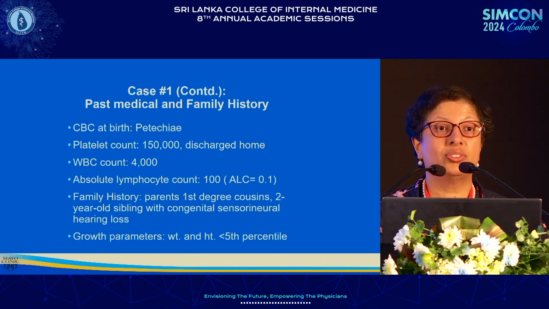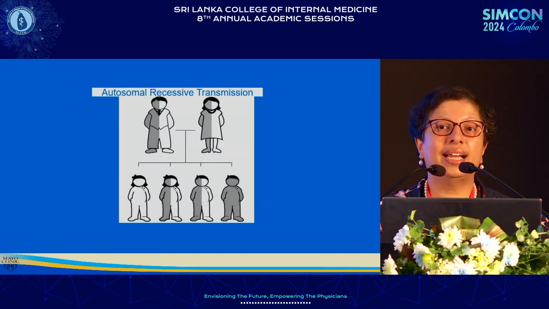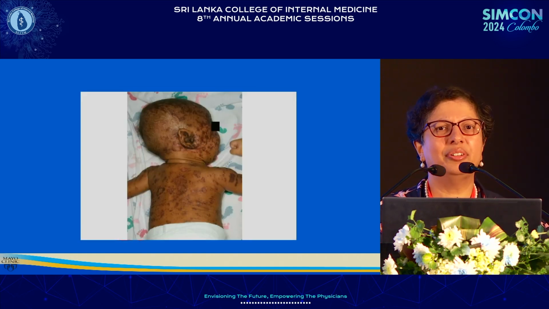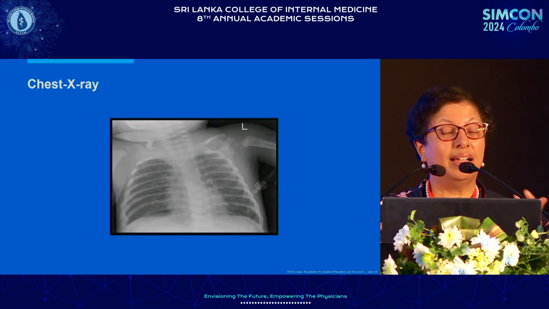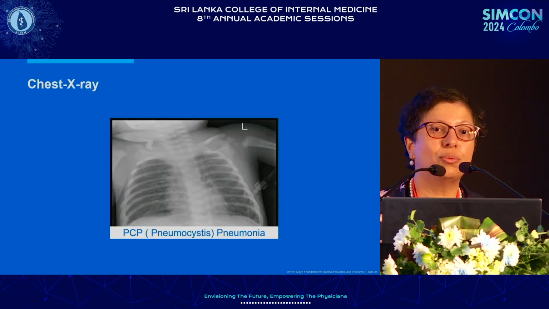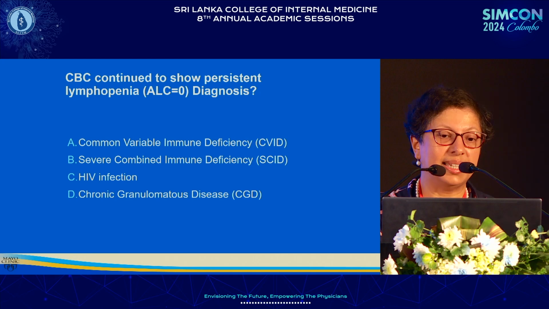And the baby was not thriving. At 2 months, the growth percentile, both weight and height, were below the 5th percentile. So this was important, as the baby could have had an autosomal recessive disease. And this is how the baby presented to us, with a pretty significant rash. We had a chest x-ray done, and the child had pneumocystis pneumonia. He was behaving like somebody who could have HIV, with an absolute lymphocyte count of 100 when the child presented.